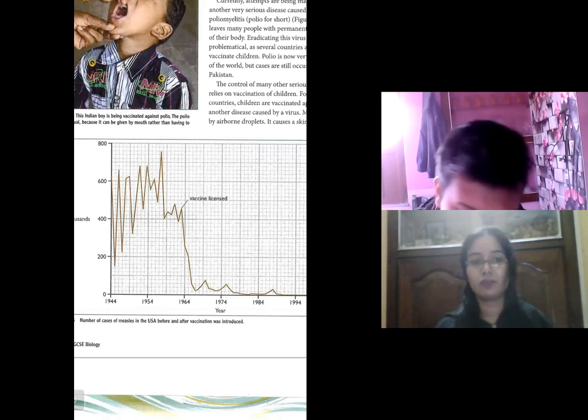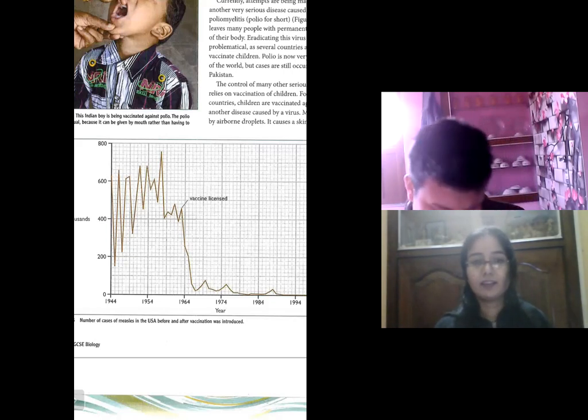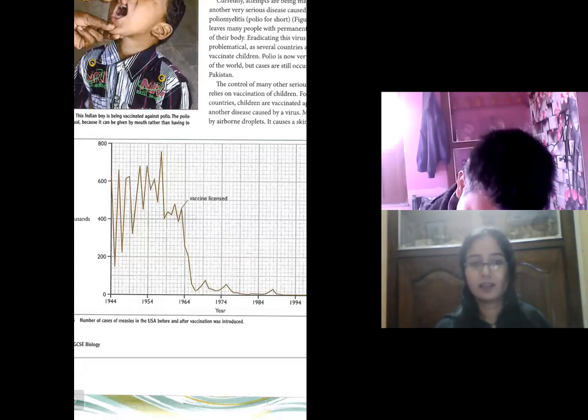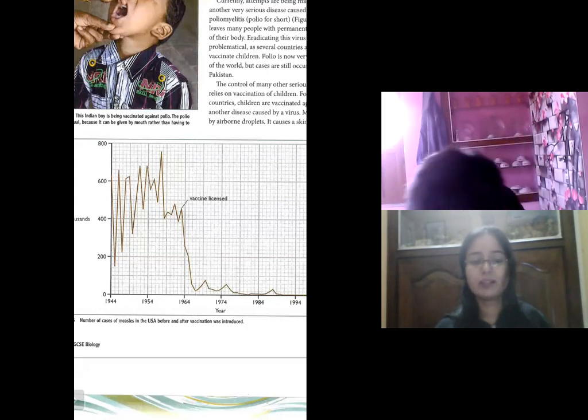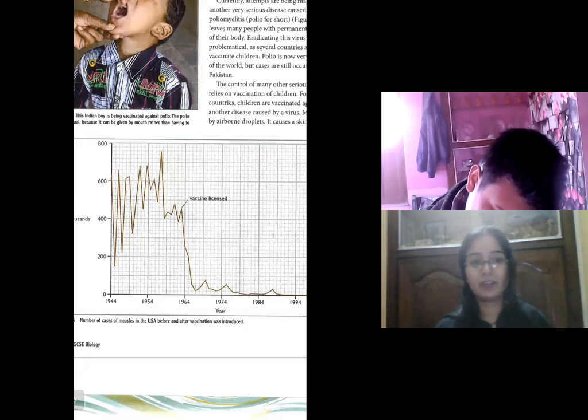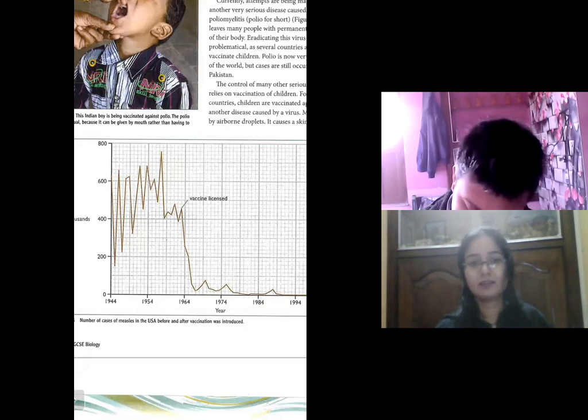As vaccines were licensed in 1963, and people started getting vaccinated, the number of measles cases started decreasing instantly.